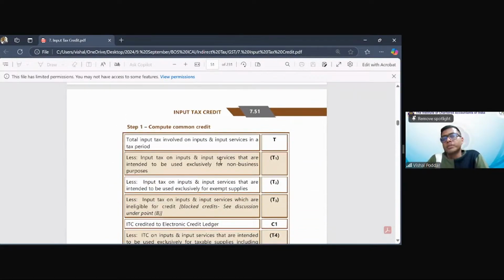Now, how to reverse this? For this, an elaborate formula is given in Rule 42, which is for inputs and input services, and in Rule 43, which is for capital goods. So why do you have two rules? For input services, which are a recurring cost every month, how to reverse is given in Rule 42. And for capital goods, which are a one-time cost, how to reverse is given in Rule 43.